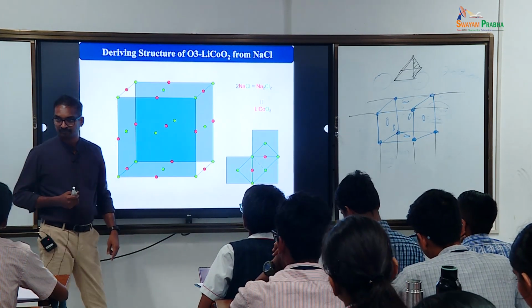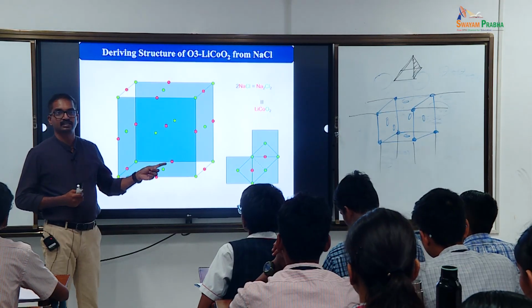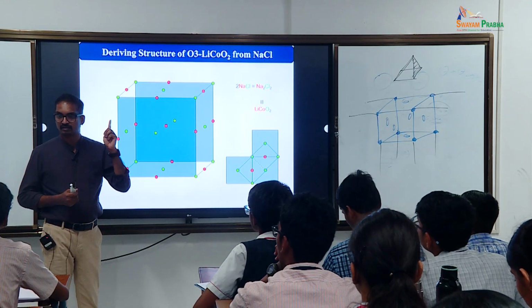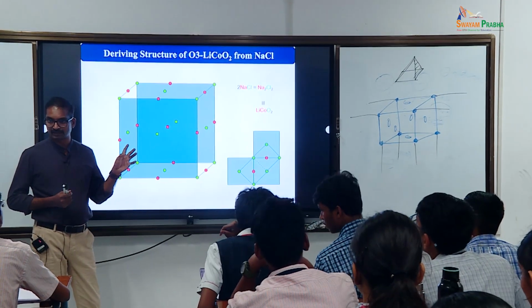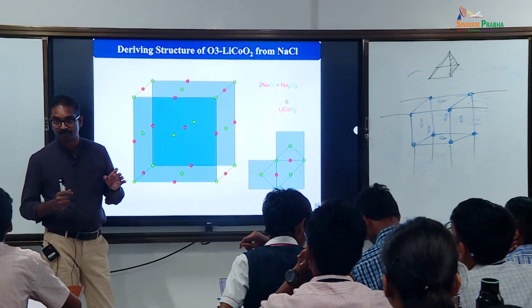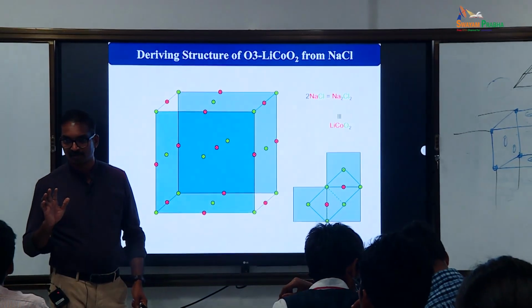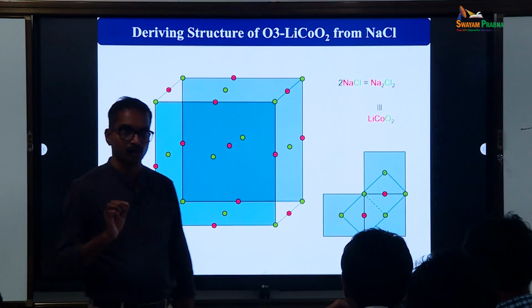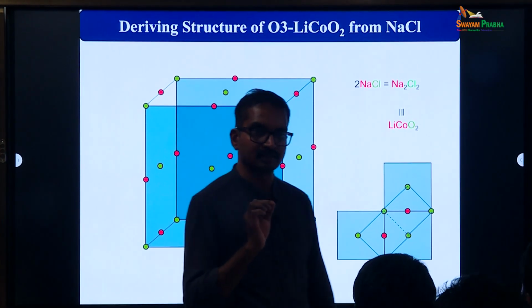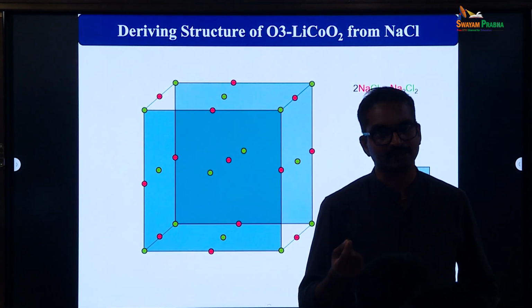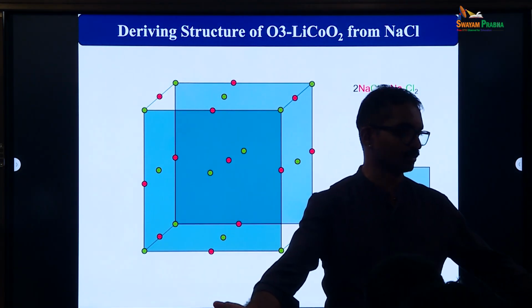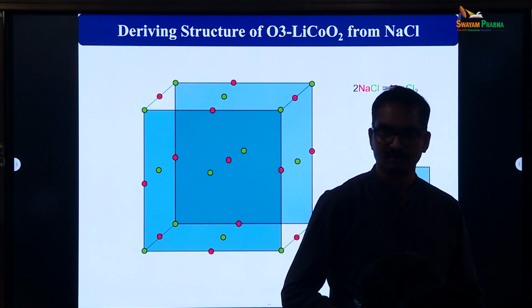Sir, is there a void in the center of the cube also? Yeah, we have seen that, right? And what we are going to do today is derive from this a structure which is useful for the lithium ion battery. So take sodium chloride, 2 units of that, and make it Na2Cl2.